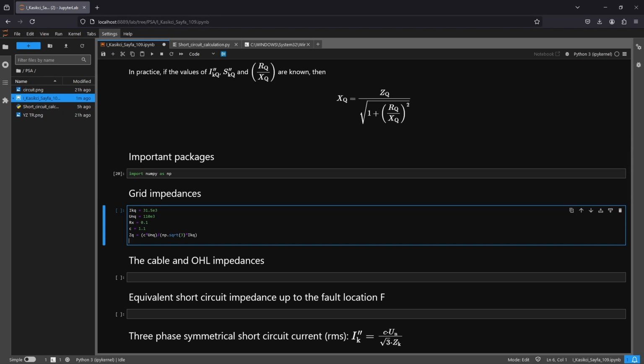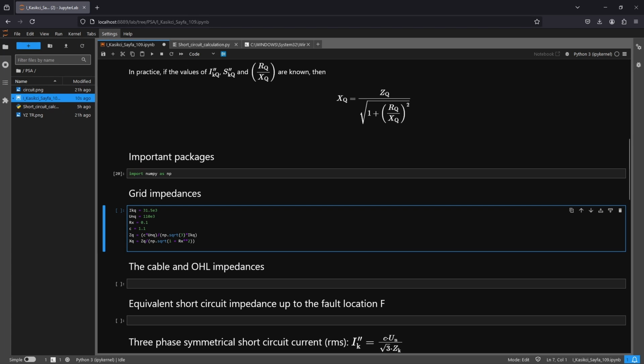Since we now know ZQ, we can use the second relationship to calculate the reactance. That means XQ is equal to ZQ divided by the square root of 1 plus RX squared.